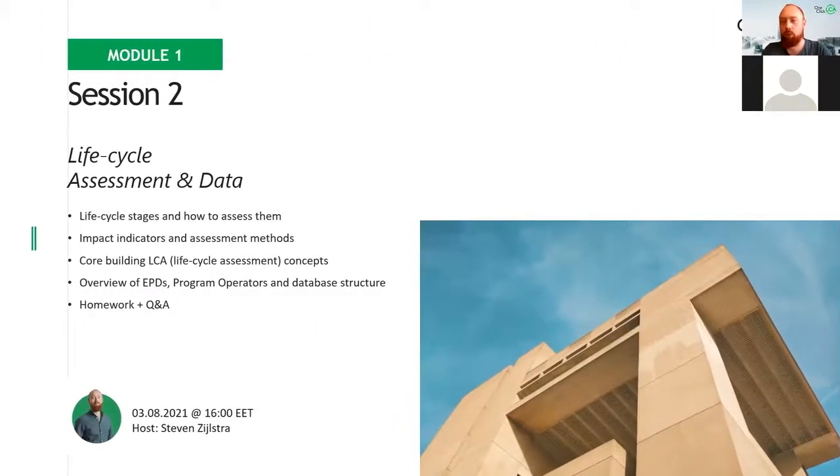During session 2, we'll be going a step further, a bit more into the theory. So we'll talk about life cycle assessment and data. What kind of life cycle stages are there? How do we record them? What kind of assessment methods are there? And what kind of impact indicators? We'll talk about some core LCA concepts. We'll talk about EPDs, which are environmental product declarations, program operators, database structure, and again, there's a homework assignment plus a Q&A session afterwards.